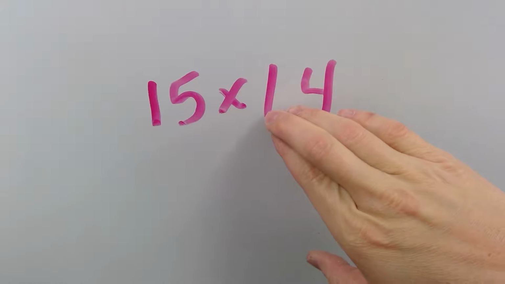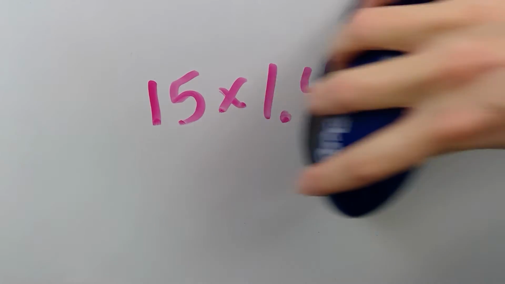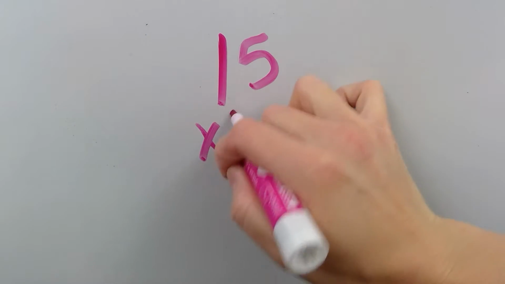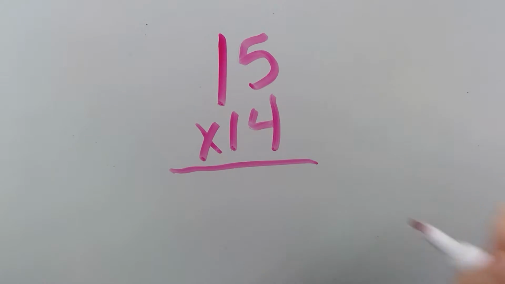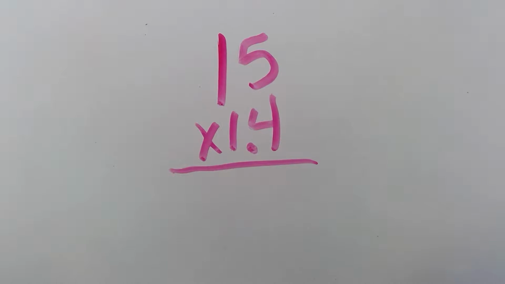So if I ignored it, it's like I would be multiplying 15 by 14. So that's how I'm going to set it up to start. I just ignore the decimal, do not line it up. Now once it's set up, I'm just going to put my decimal in there so I don't forget about it. And now I can multiply.